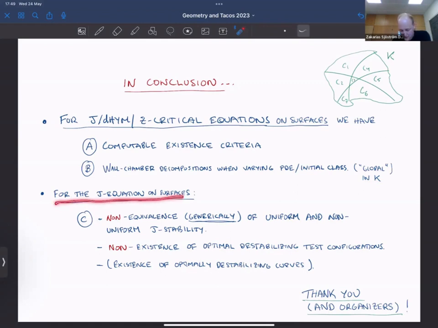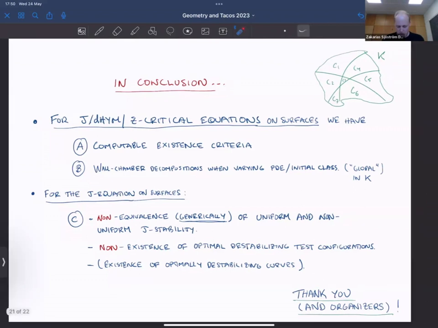And then for specifically the J equation on surfaces, we answer this question: uniform and non-uniform stability are generically non-equivalent, and there can never exist an optimally destabilizing test configuration. However, there are these optimally destabilizing curves. So the program now is really to ask what this implies for K-stability and other geometric PDE that we might be interested in. Can this inspire some deeper insight in larger generality? For example, comparing K-stability, uniform K-stability, wall and chamber decompositions in other contexts, or this computable existence criteria. Sorry, I'm a bit over time.